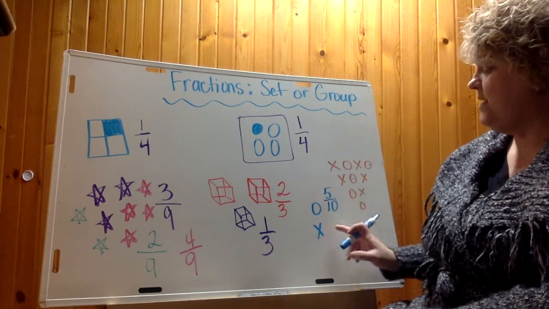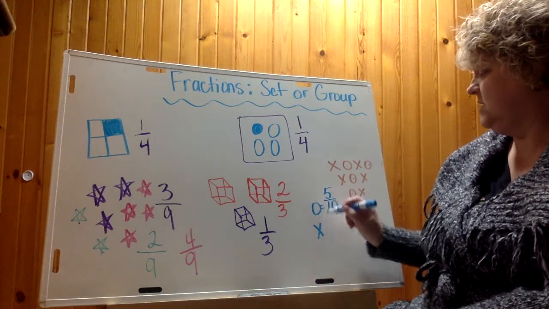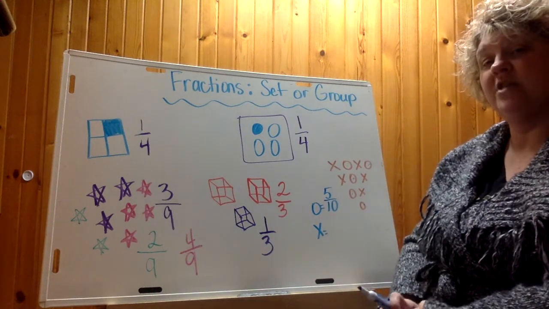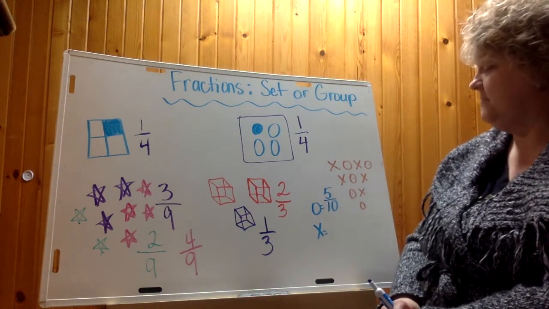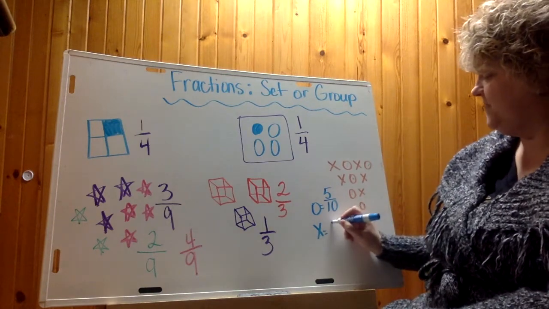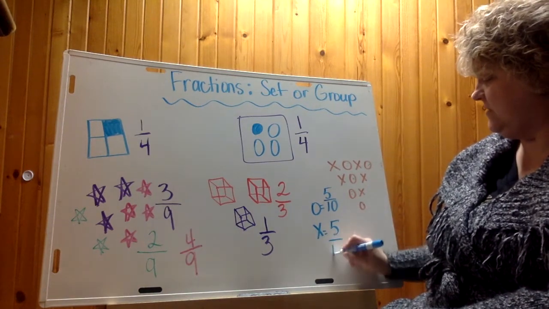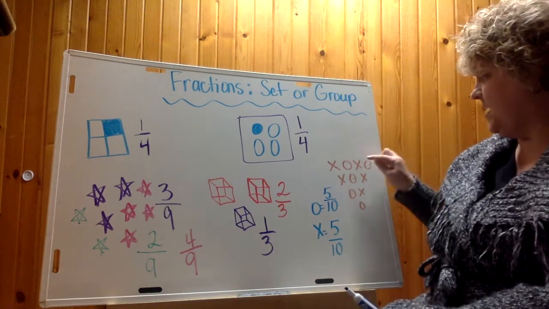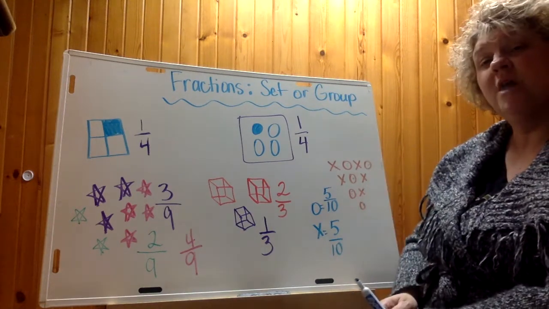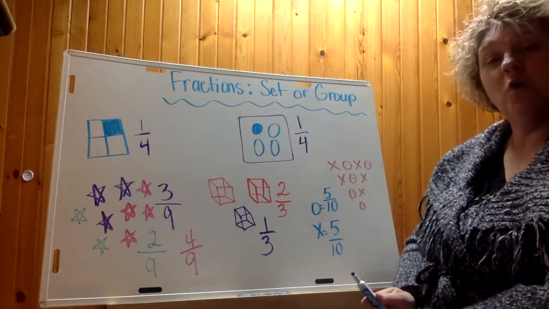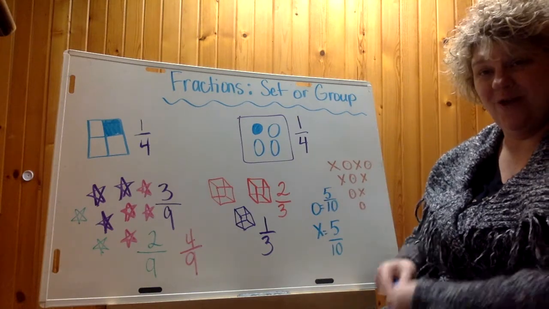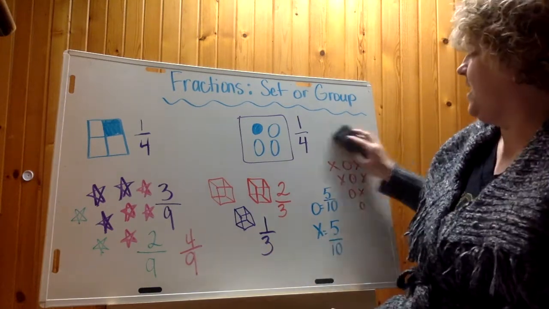Okay. How about my X's? How many X's do I have? What fraction? I hope you told me 5/10. Because again, 5 of those are X's, and there's 10 total X's and O's. All right? Okay, let's try one more.